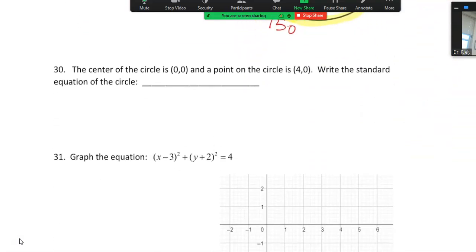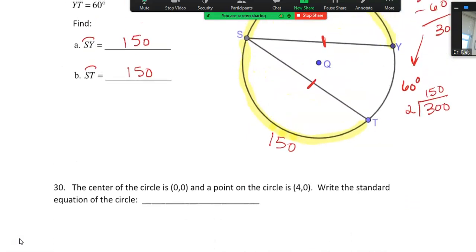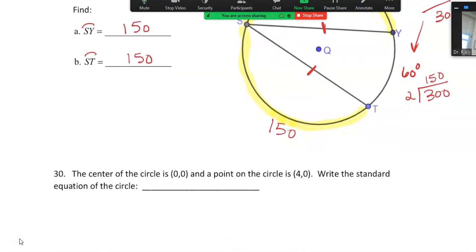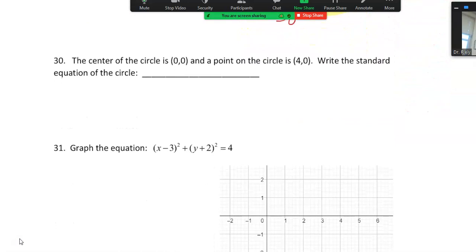All right, now this is moving into 10.7. Up to this point, we have done 10.1, 10.2, 10.3. Here's a 10.7 problem. So the center of the circle is 0, 0, and a point on the circle is 4, 0. Write the standard equation of the circle. So circles are x minus h squared plus y minus k squared equals the radius squared.